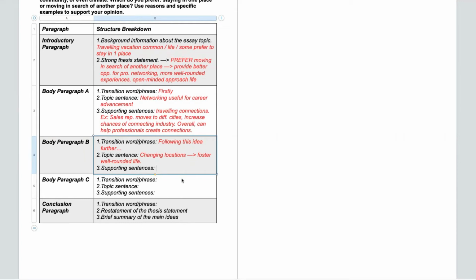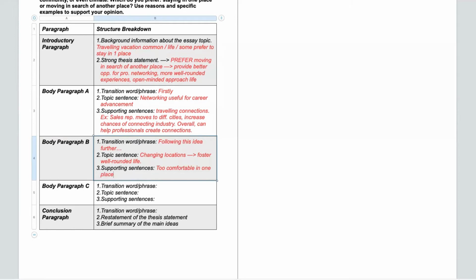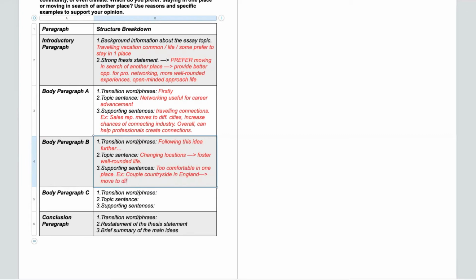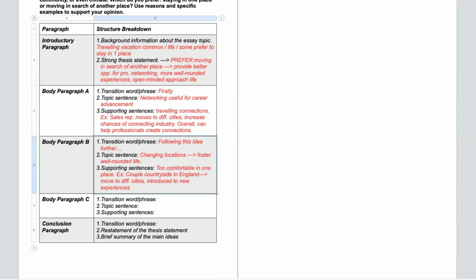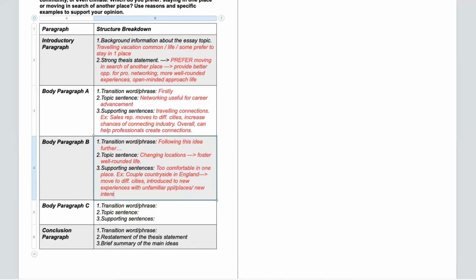I'm going to talk about how people can perhaps remain too comfortable in one place. So the fact that I'm using too shows that it's a little bit negative, this idea. And so as an example, I'll talk about a couple. Okay, and let's say that this couple is from the countryside in England. I'll talk about how if they move to different cities, they will be introduced to new experiences with unfamiliar people and places. And so we'll talk also about new interests and new ideas. Of course, all from traveling.